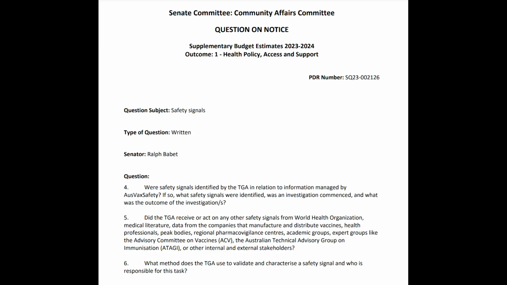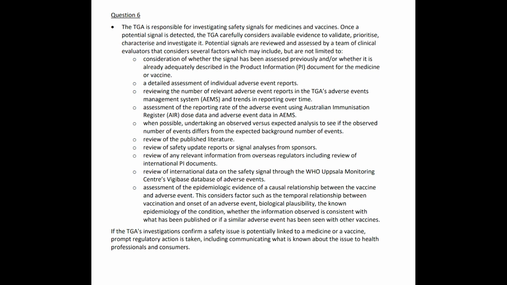Signal evaluation and causality. The TGA has provided a detailed explanation of their signal evaluation process. For example, this was provided in response to questions on notice from Senator Ralph Babet. The TGA is responsible for investigating safety signals for medicines and vaccines. Once a potential signal is detected, the TGA carefully considers available evidence to validate, prioritise, characterise and investigate it.